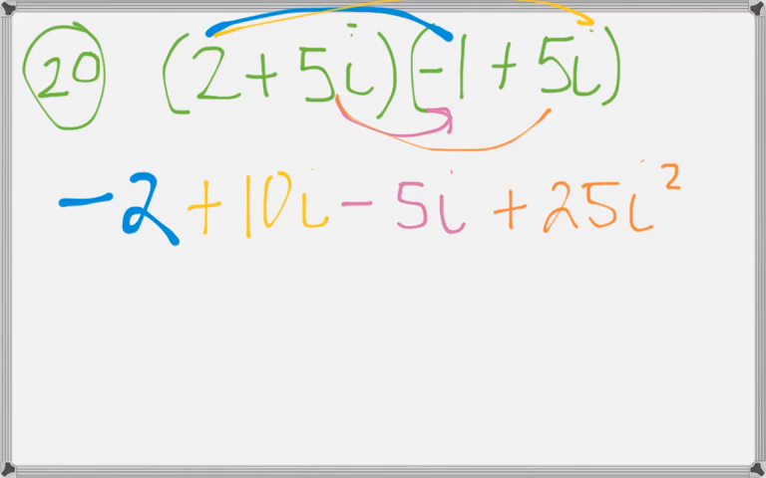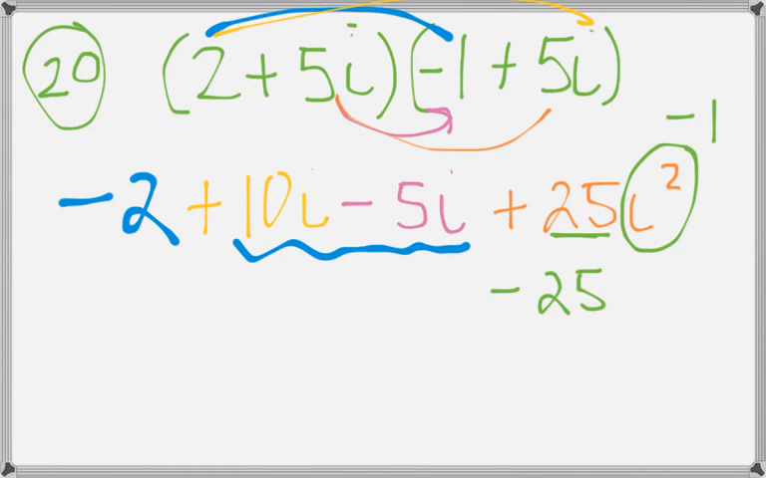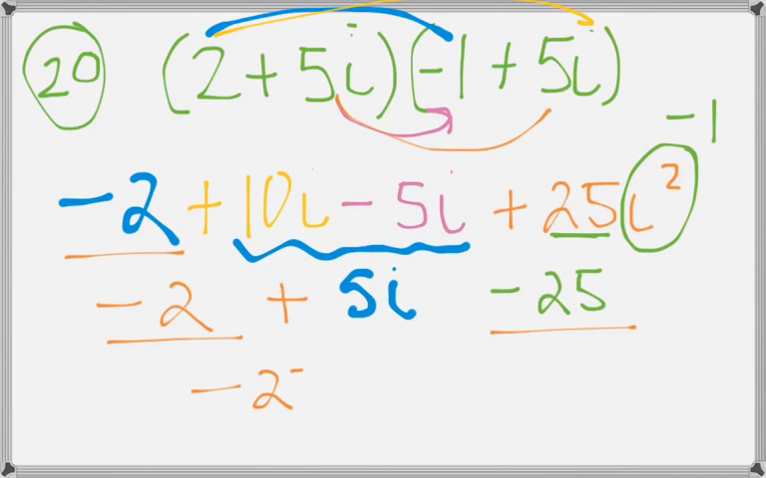What do you guys remember learning about i squared? i squared is equal to negative 1. And what's negative 1 times the 25 we have beside it? Negative 25. What do I get when I combine these? That's a 5i. And so now I just have the negative 2 to put together with the negative 25, because those are like terms, and it gives us negative 27 and a 5i. But your calculator will tell you that too.